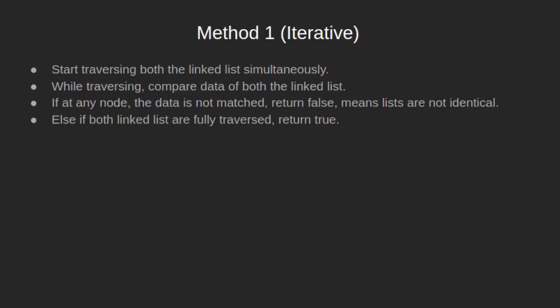First, let's see the iterative method to check whether the given linked lists are identical or not. The first task is to start traversing both linked lists simultaneously. While traversing, compare the data of both linked lists. If at any node the data does not match, return false, meaning the lists are not identical. Else, if both linked lists are fully traversed, return true, meaning the lists are identical.